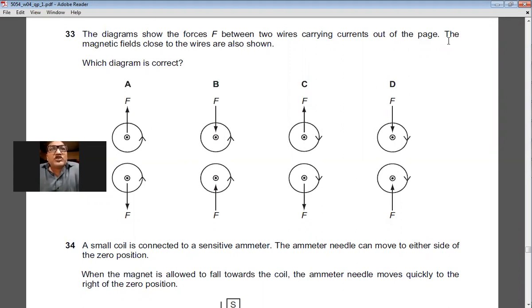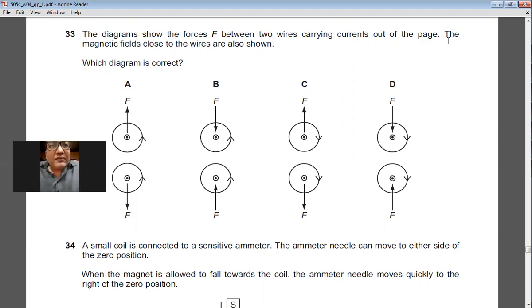The diagram shows the force F between two wires carrying current out of the page. The magnetic field close to the wires is also shown. Which diagram is correct? If the direction of the current is the same in both conductors, they should be attracting each other. Parallel conductors in which the current is in the same direction attract each other. So either B or D will be the right answer.